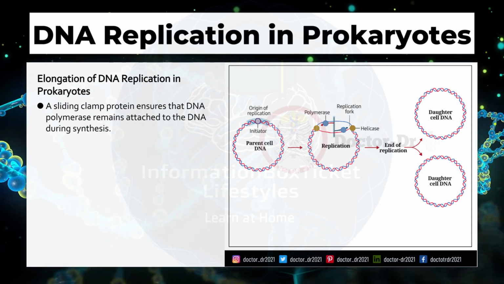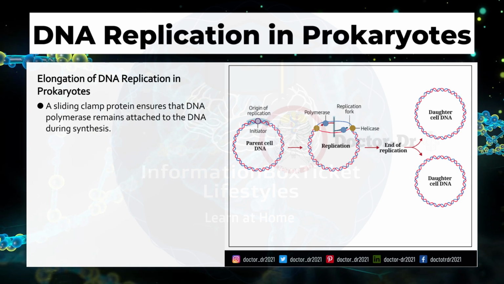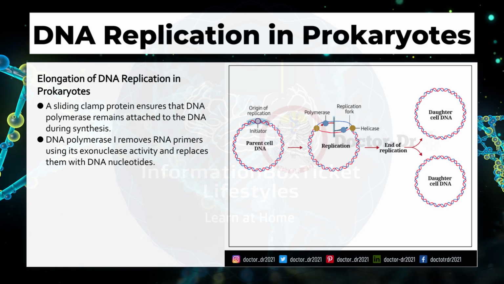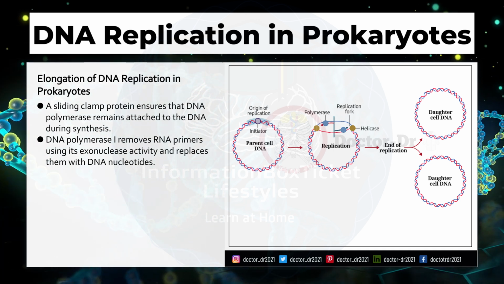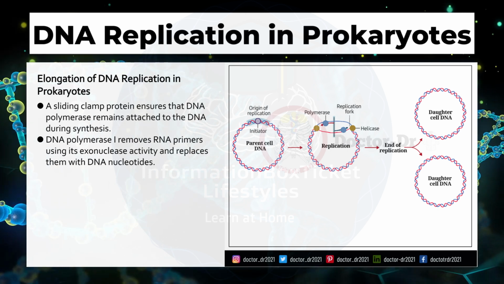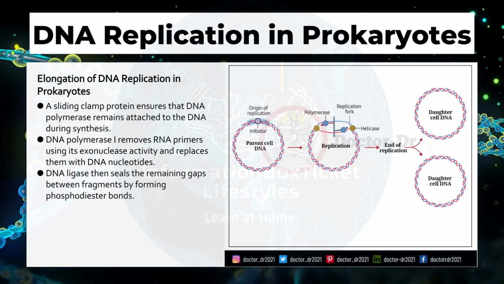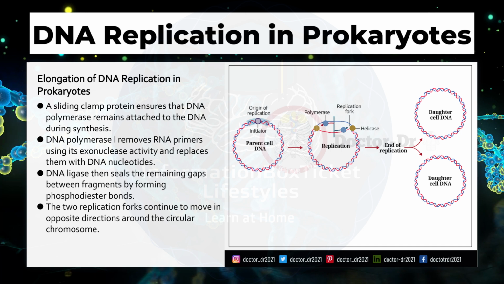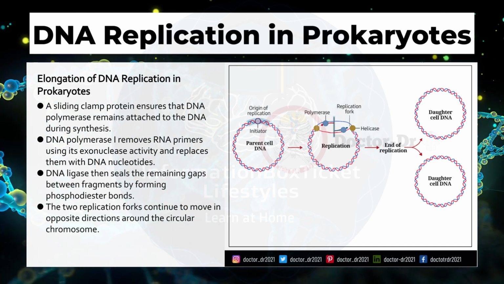A sliding clamp protein ensures that DNA polymerase remains attached to the DNA during synthesis. DNA polymerase I removes RNA primers using its exonuclease activity and replaces them with DNA nucleotides. DNA ligase then seals the remaining gaps between fragments by forming phosphodiester bonds. The 2 replication forks continue to move in opposite directions around the circular chromosome.